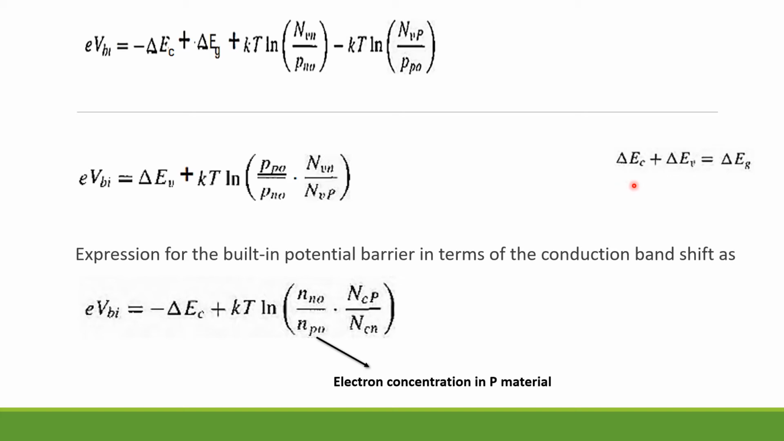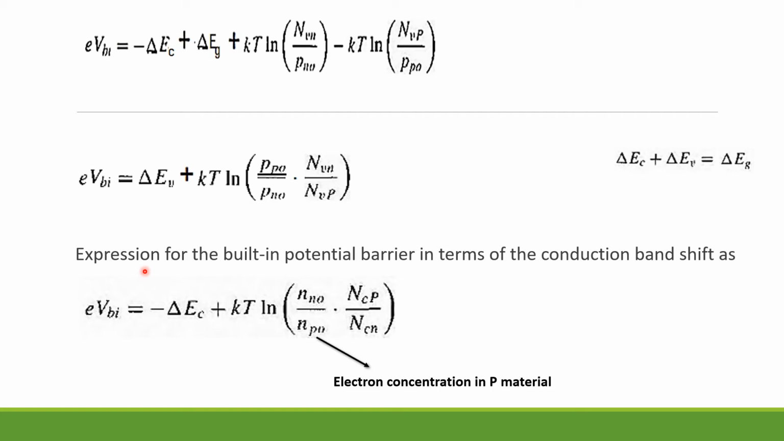We know that delta EC plus delta EV is delta EG. Therefore, delta EV equals delta EG minus delta EC. So, EVBI we can now write as delta EV plus, now we can combine the two log terms here, KT ln PPO divided by PNO into NVN divided by NVP. So this is the expression for the built-in potential barrier in terms of valence band shift.